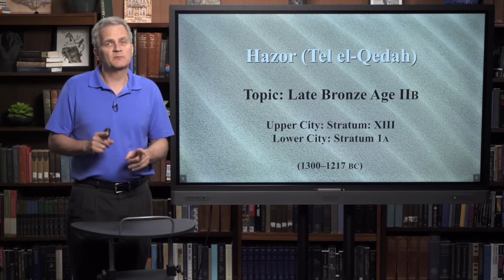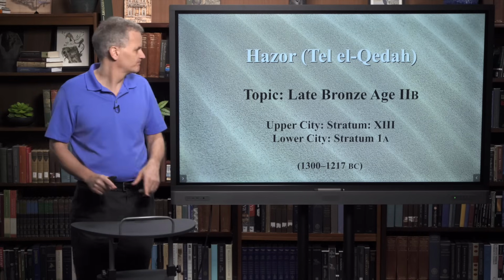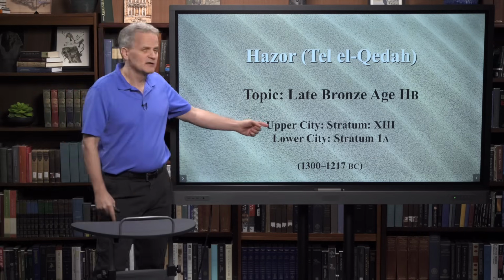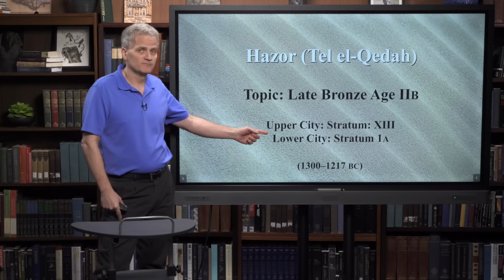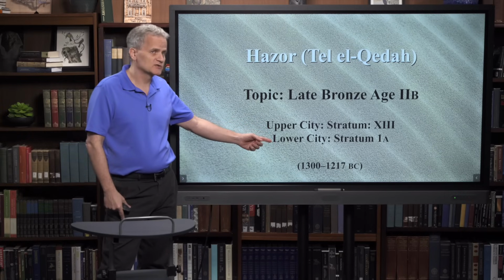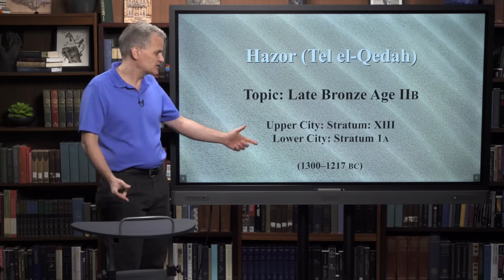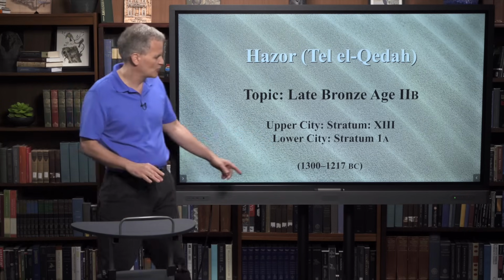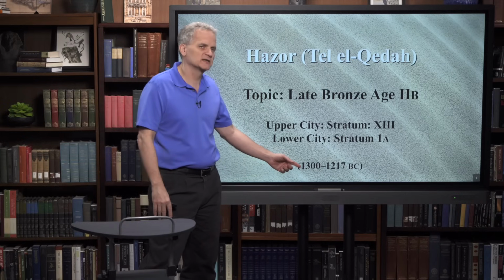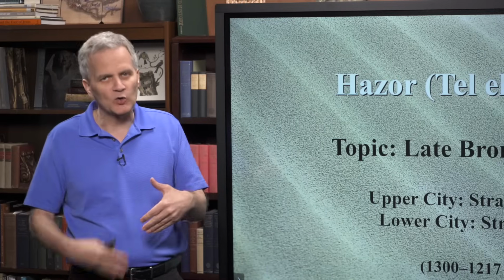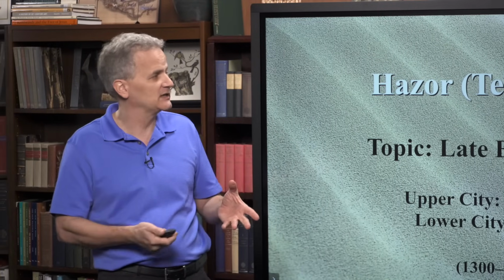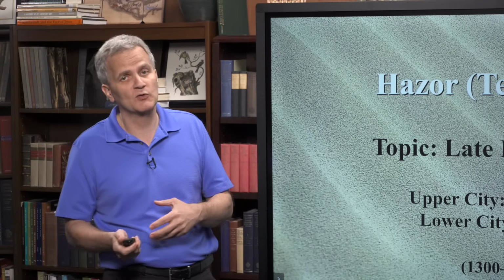This is Late Bronze 2B. You can see that in the upper city, it's known as stratum 13, and in the lower city, it's known as stratum 1A. And the dates for this, and it's rough for sure, are roughly 1300 BC to about 1217, or a little bit later BC, but probably not earlier, according to biblical chronology at least.